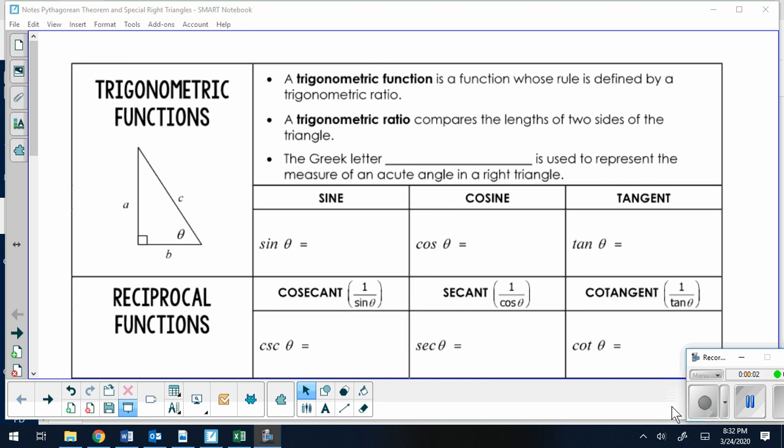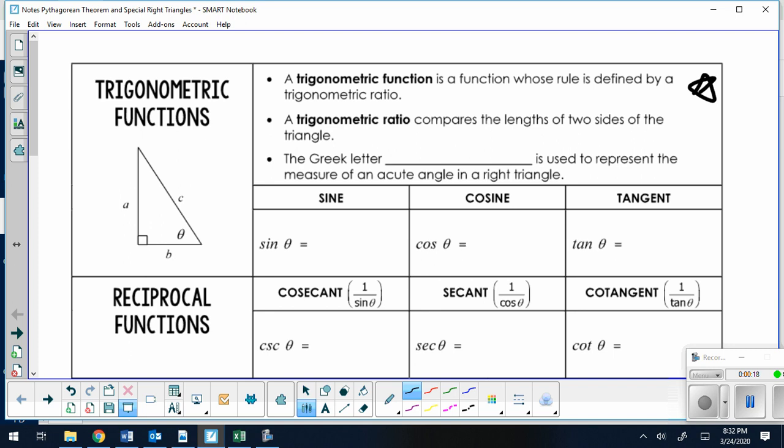In this video, we are going to talk about our trig functions. Let's start by defining them. It's defined right here for us. A trig function is a function whose rule is defined by trig ratio. So really we need to define trig ratio.